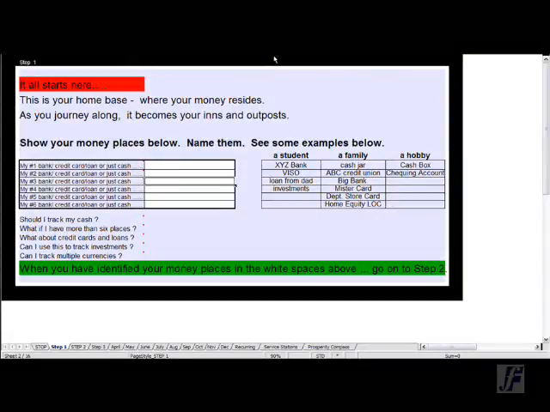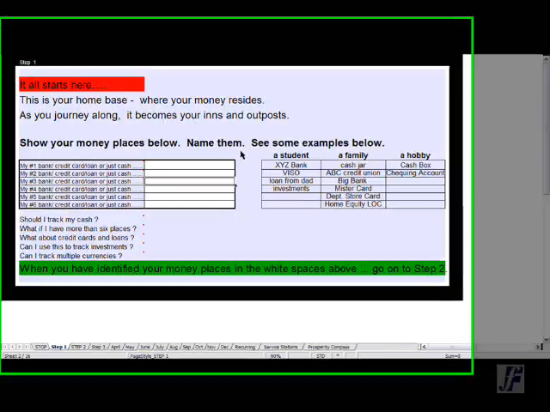Here we go. Step 1. First you need to know your starting point. Think of a journey with the resting places being your money pots. Most of us keep our money in a bank. We also use cash, credit cards, debit cards, loans, and maybe even PayPal accounts or other similar places.